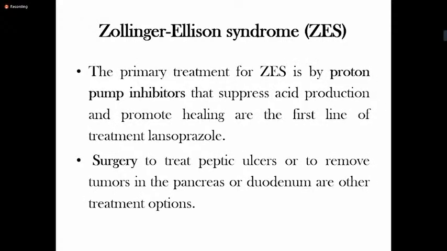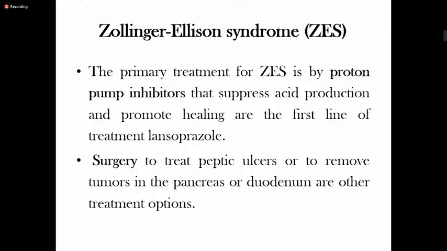So the primary treatment for Zollinger-Ellison syndrome is proton pump inhibitors. And the proton pump inhibitors reduce production of acid from the oxyntic cells in the stomach, okay? And they promote healing, and they are the first line of treatment.